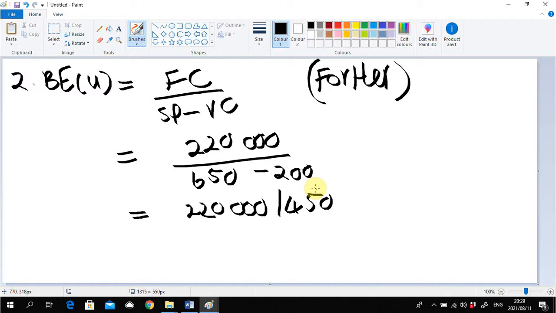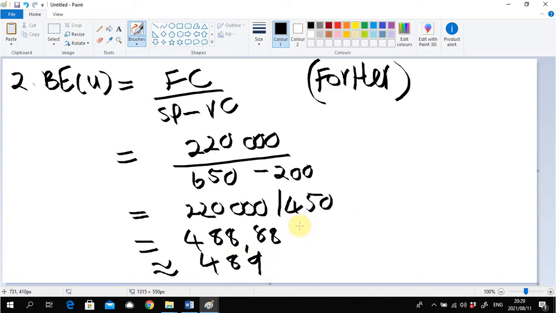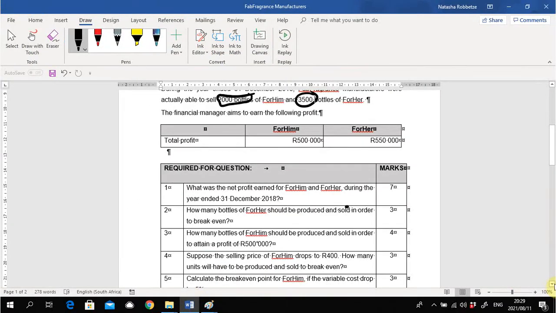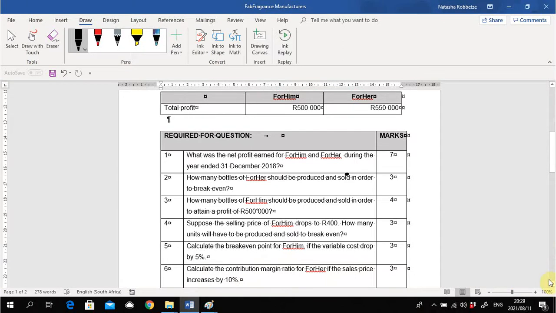If I type that into my calculator, I get 488.88 repetitively, but I am going to round to 489 because you cannot produce 88% of a unit. So the break even is 489. Great. We are on required number 3. How many bottles of for him should be produced to make a profit of 500,000 Rand?